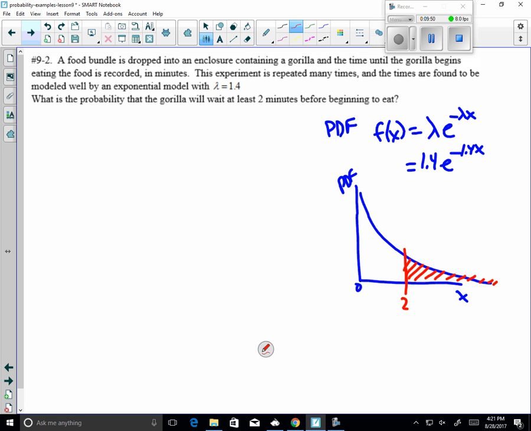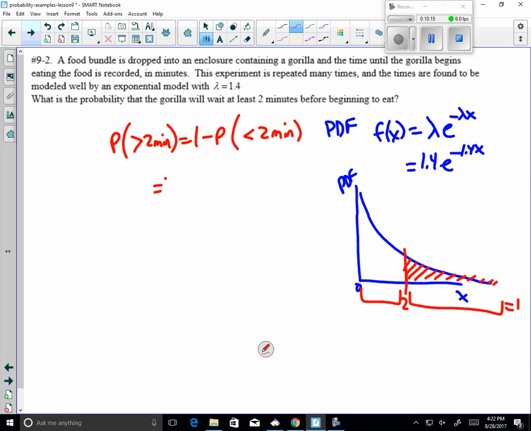So rather than doing some kind of an improper integral where we take the integral under this curve from 2 to infinity, what we're going to do is recognize that this plus this has to add up to a total of 1. So I'm going to write it this way. The probability that we wait at least greater than 2 minutes, that's equal to 1 minus the probability that we wait less than 2 minutes.